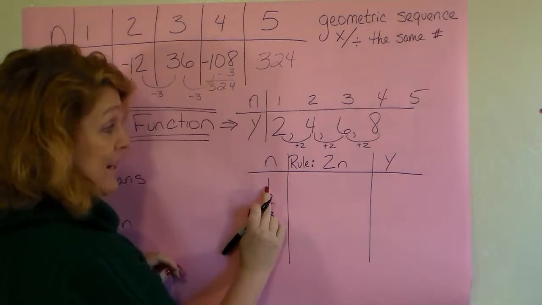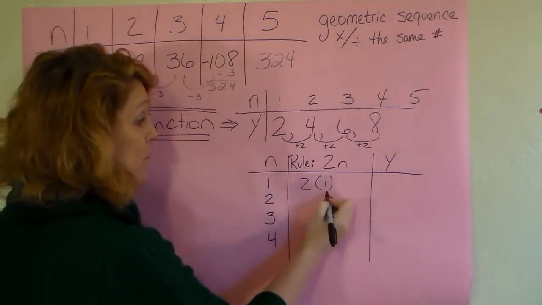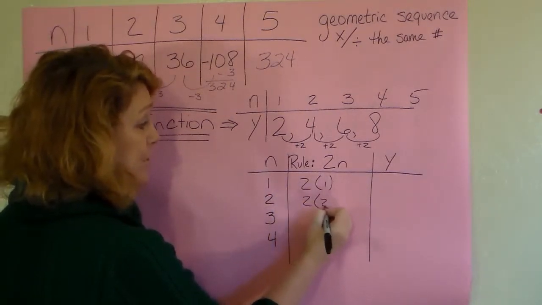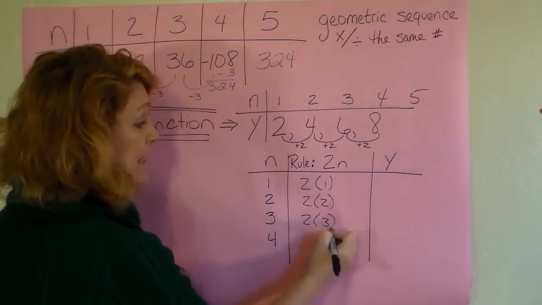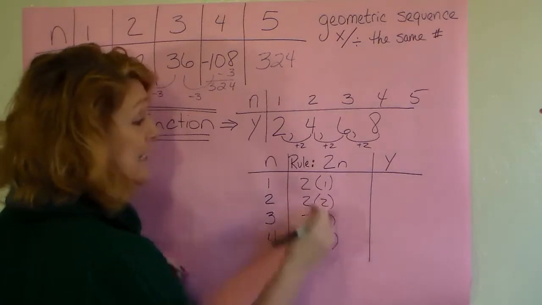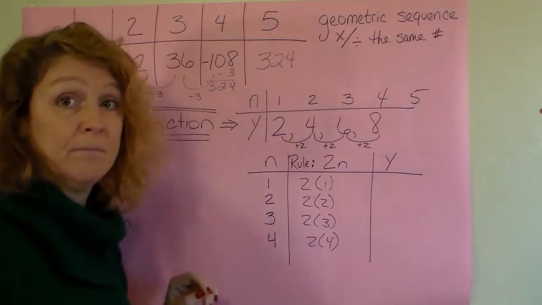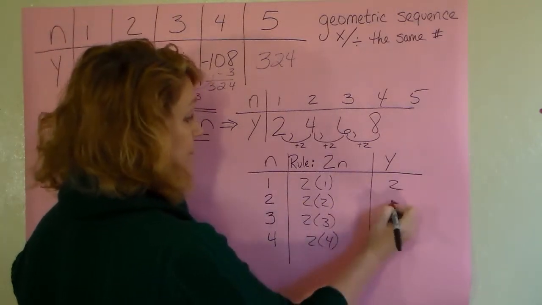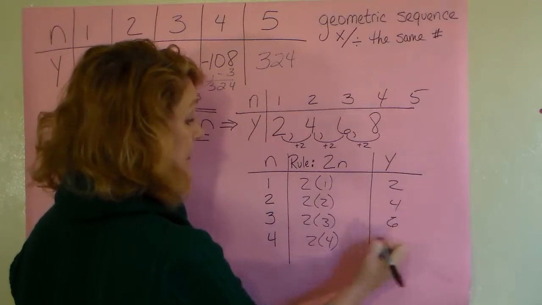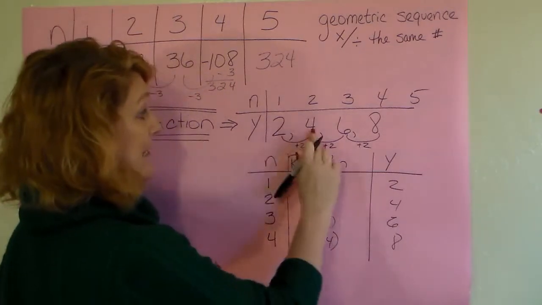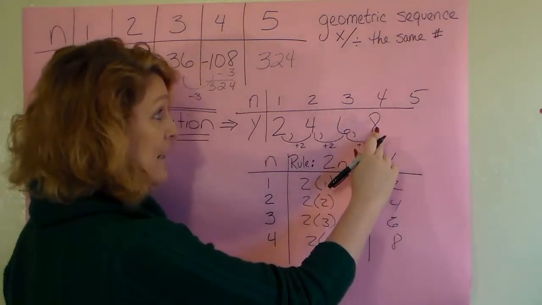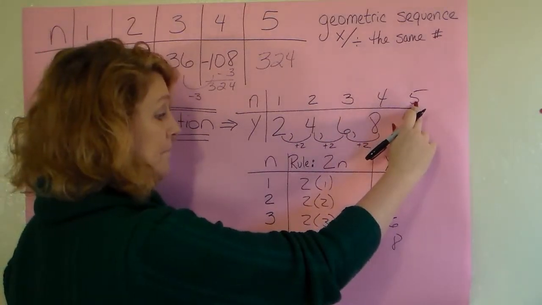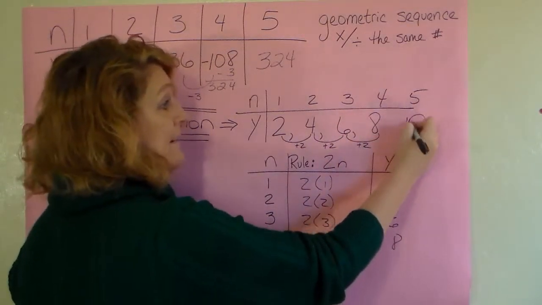So, if n is 1, it's 2 times 1, and if n is 2, it's 2 times 2, and 2 times 3, and 2 times 4, just like our function tables. So, 2 times 1 is 2, 2 times 2 is 4, 2 times 3 is 6, 2 times 4 is 8. You see how it's giving me these? What if n is 5? Well, 2 times 5 is 10.